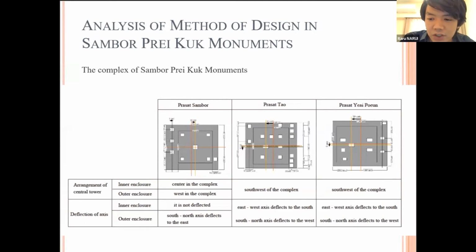About the deflection of the axis, the axis is not deflected in the inner enclosure, and the south-north axis deflects to the east in the middle enclosure. Each axis deflects to the southwest in the inner and outer enclosures of Prasat Taon and Prasat Yeay Poan. The situation of the central tower and the deflection of the axis are distinctive in the three complexes, especially Prasat Sambor.